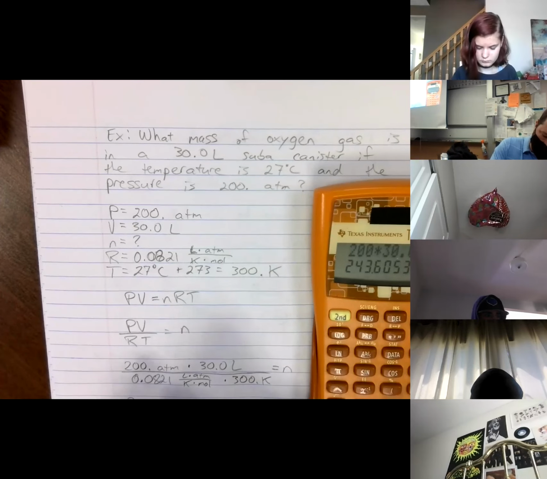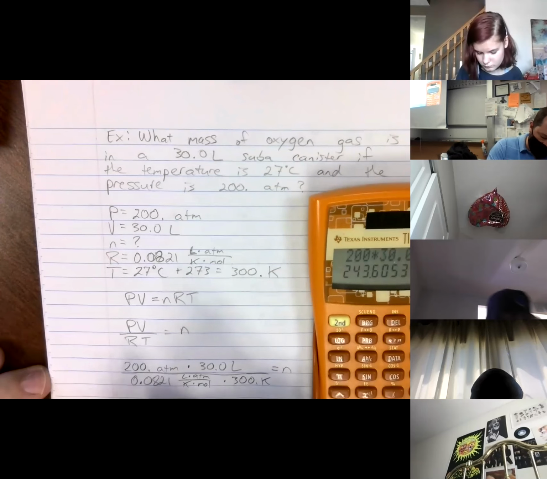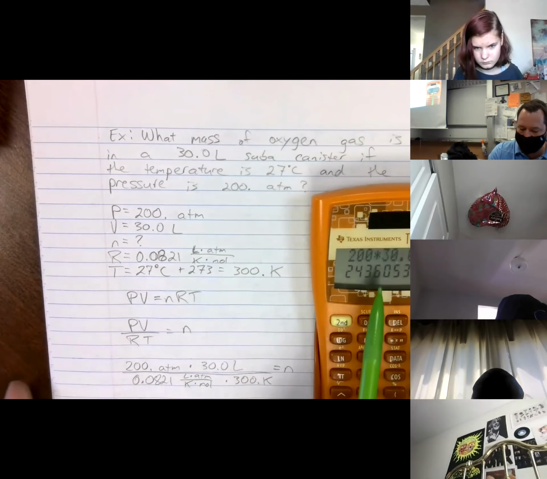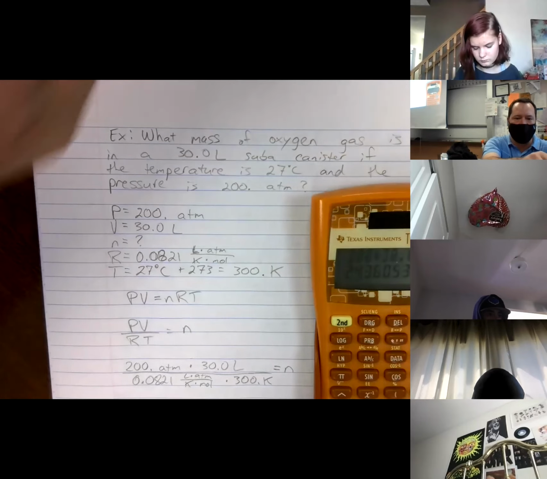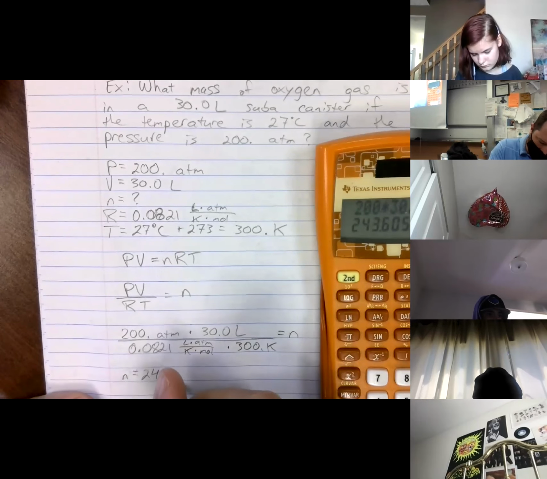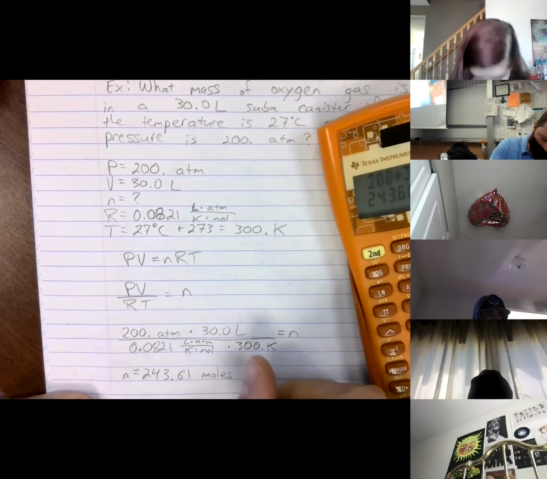So I'm going to say the 2. Write my variable first. n equals the 2, the 4, the 3. There's my 3 significant digits, and then I'm going to carry at least 2 extras. The 6 and the 0. That 5 is enough to have us round up. So it's 243.61 moles of oxygen.